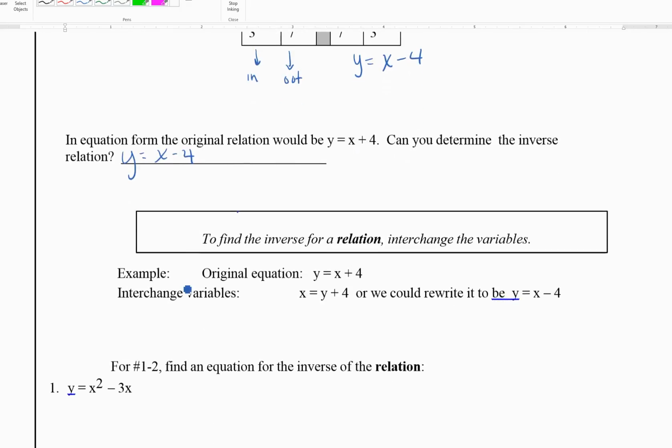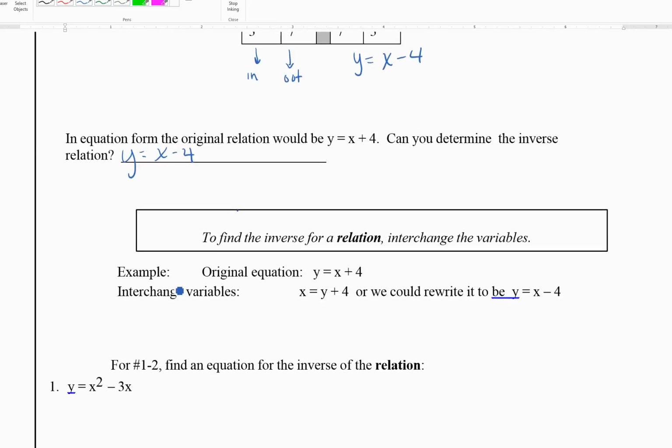Okay, now to find the inverse for a relation, we'll talk about functions specifically, but relations are really just kind of any equations, remember. You're just going to interchange the variables. So anywhere where you had an x, you would put a y. Anywhere where you had a y, you'd put an x. So here our original equation was y equals x plus 4. If we switch them, that becomes x equals y plus 4. And if we wanted to solve for y, subtract 4 from both sides, we would get what we just talked about, y equals x minus 4.